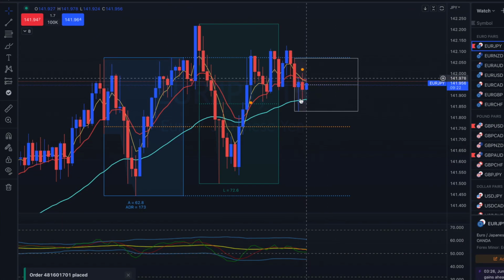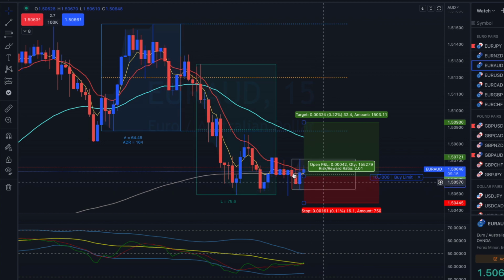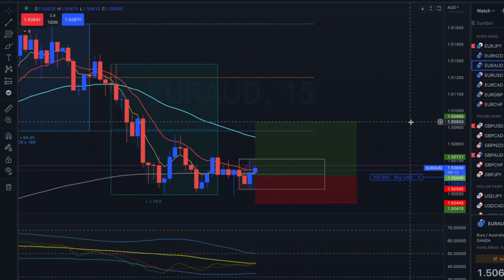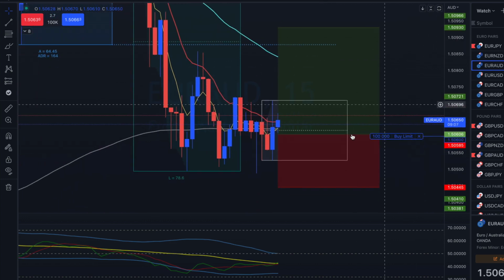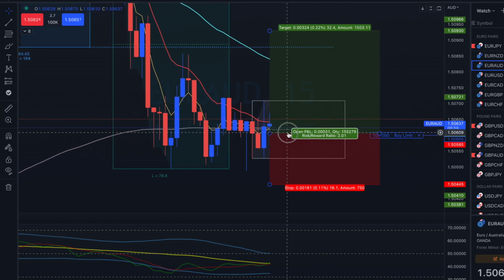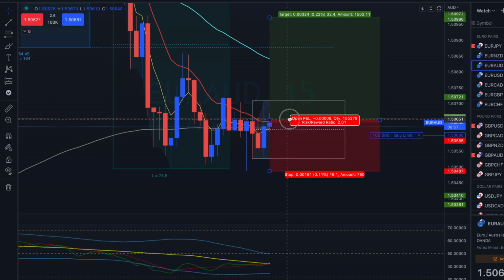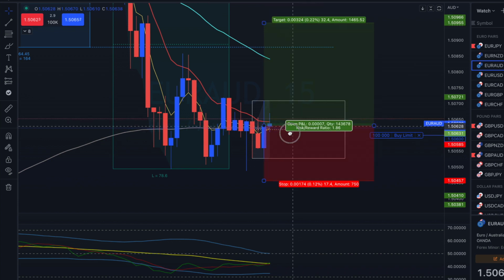I do want to keep watching this Euro JPY, Euro AUD. Here we go. So it did not provide a big enough pullback. You could see the pullback was not big enough. So the trade itself, if we were to enter it now, it would look something like this, where we're now risking, what, 17 pips. To me, that's a little bit too much.